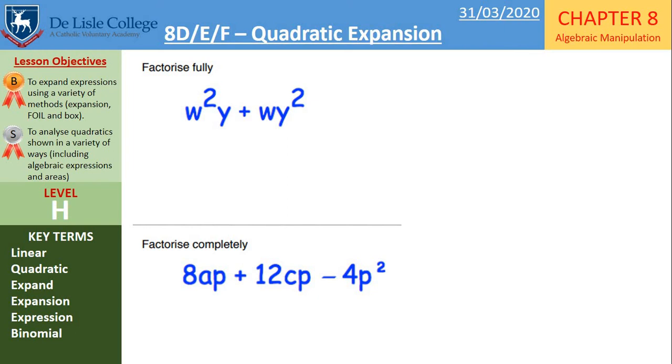Welcome to this higher tier GCSE lesson on quadratic expansion. Firstly, we are going to recap factorising. So this is your do now task.